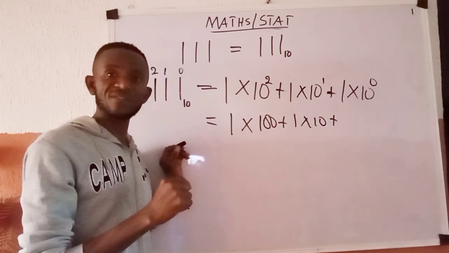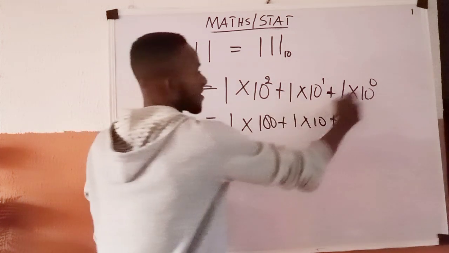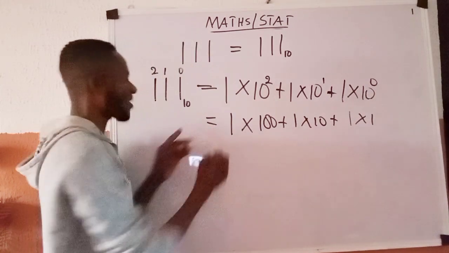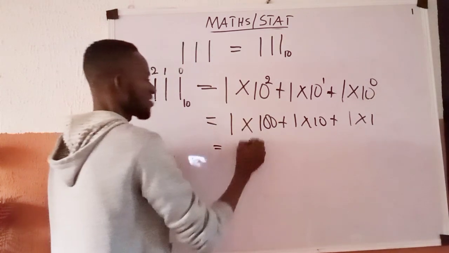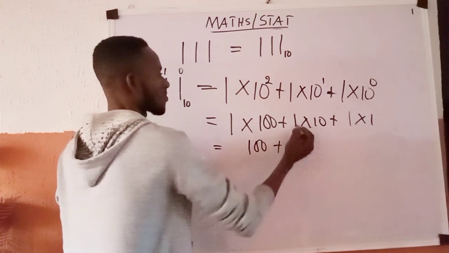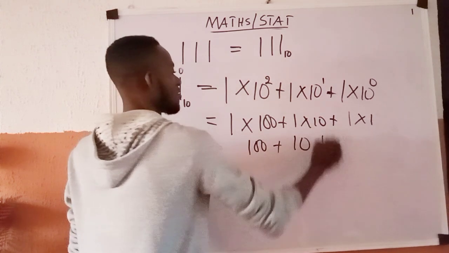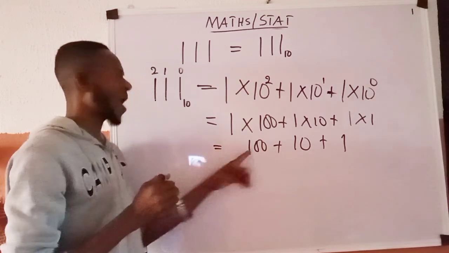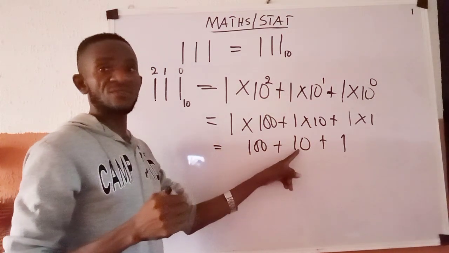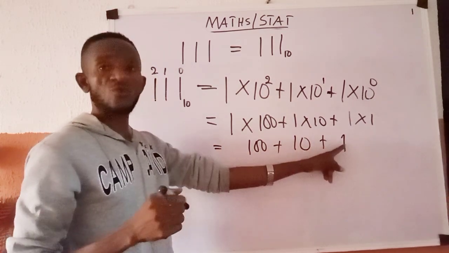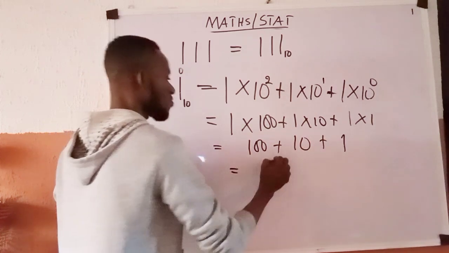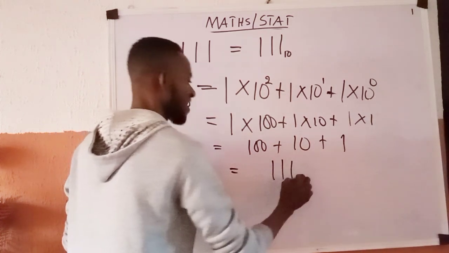So therefore, what I have here is 1 times 1, and I have 1 times 1. And then what I have here becomes 1 times 100, which is 100, plus 1 times 10, which is 10, plus 1 times 1, which is 1. So 100 plus 10 is 110, plus 1 is 111, which equals 111. Then in base 10.